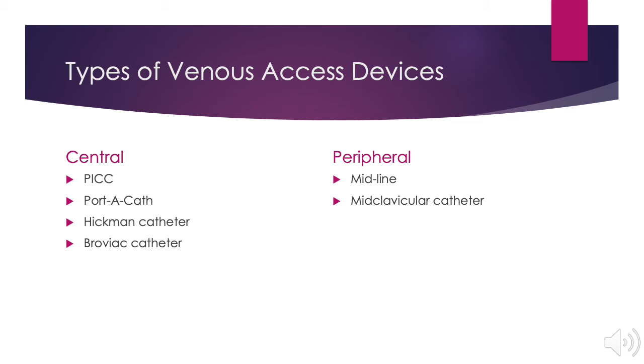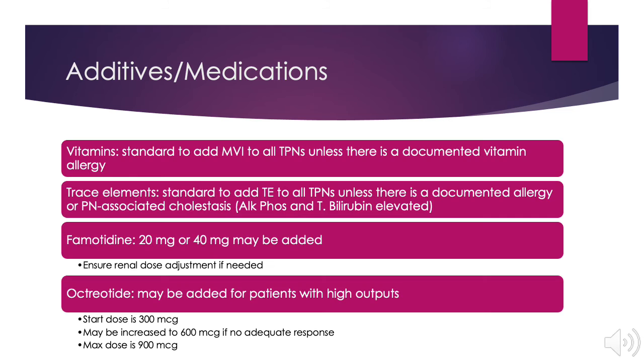PICC lines, portacaths, Hickman catheters, and Broviac catheters are examples of central catheters, whereas midline catheters or mid-clavicular catheters are examples of peripheral venous access devices. It is a standard recommendation to add vitamins and trace elements to all TPN orders, unless of course the patient has a documented vitamin or trace element allergy.